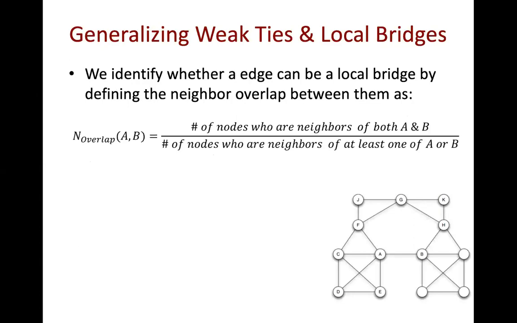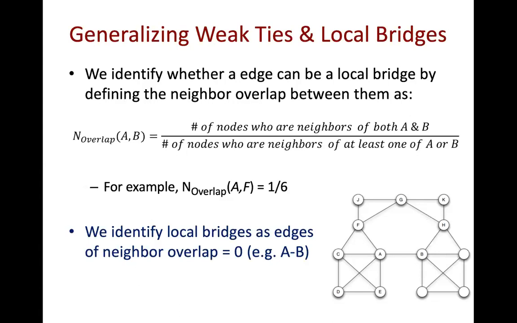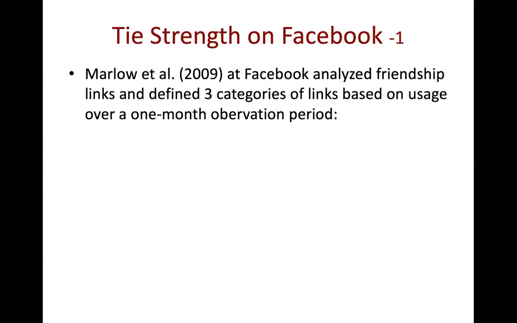in 1974. So we identify whether an edge can be a local bridge by defining the neighbor overlap between the edges, right? So neighbor overlap can be defined as the number of nodes who are neighbors of both A and B, divided by the number of nodes who are neighbors of at least one of A or B. So this is how it works. For example, the overlap between A and F is 1/6, and we define local bridges as edges of neighbor overlap 0, right? So indeed, it's like that. If we have a neighbor overlap of 0, so we don't have common neighbors, then this is a local bridge. So it boils back to the original definition.